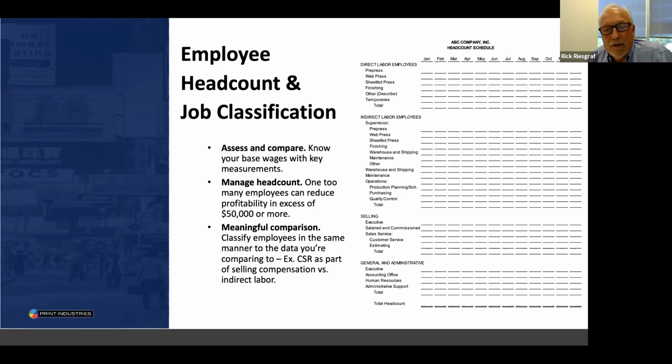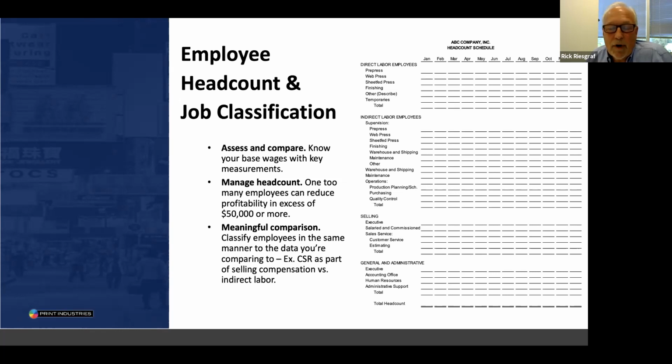We encourage our clients to use this kind of schedule, prepare it monthly and update it monthly. We've seen too many times in the past where headcount gets out of line with sales volume or the complexity of your work, and the adjustments aren't made as quickly as they should be. That's a common occurrence. I don't want to beat anybody up for it, but it is one that the good companies manage well, and this is a tool to help you keep an eye on that.